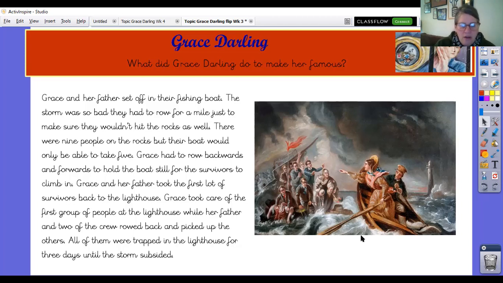And so when they got the survivors in the boat and they'd rowed back to the shore, to the lighthouse, her father then had to row back again and get the others. Now, when they got them all to safety in the lighthouse, all of them were trapped in the lighthouse for 3 whole days because of that terrible storm. And it took 3 days for that storm to be over.